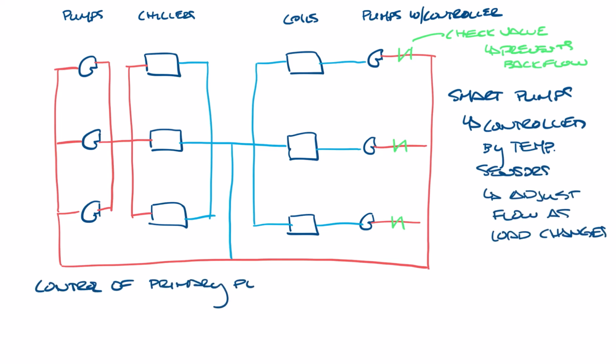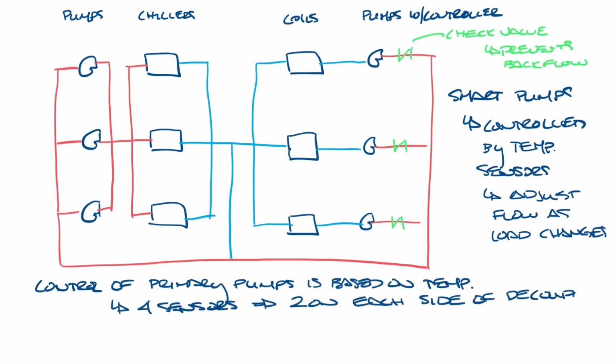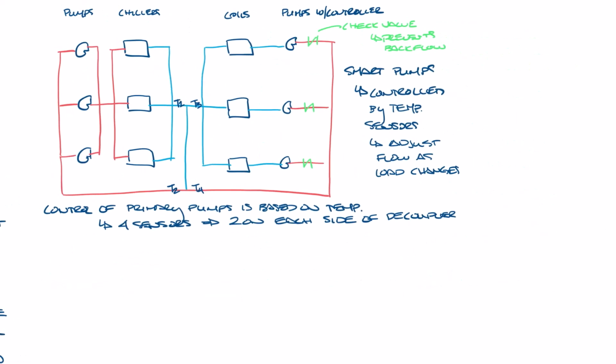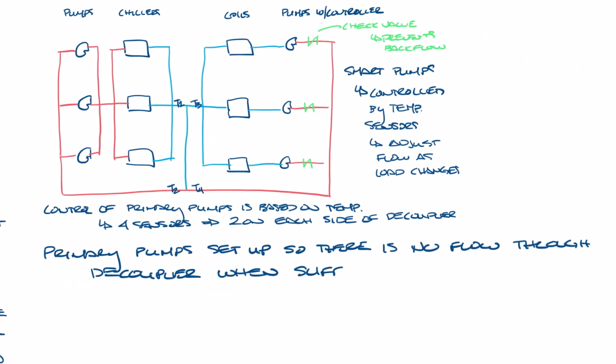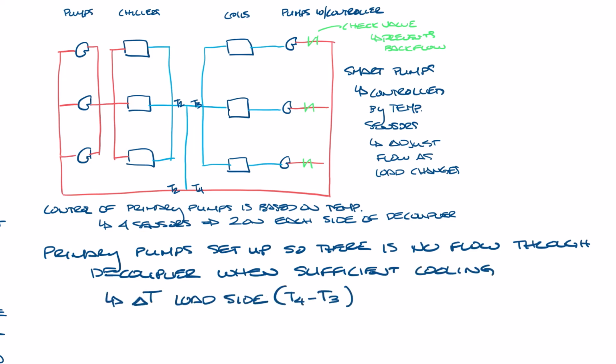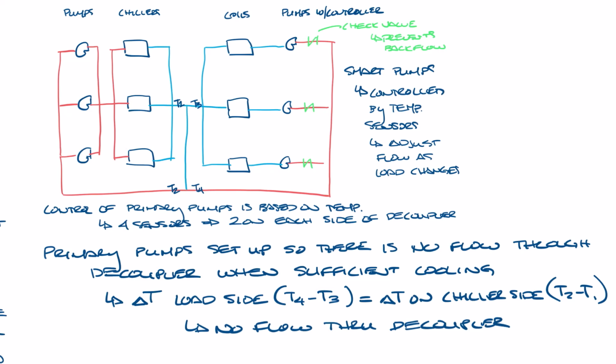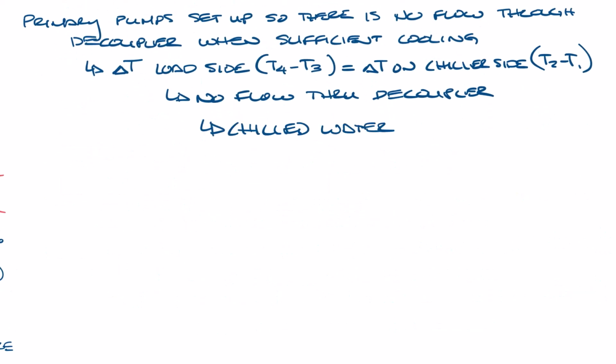Control of the primary pumps is based on temperature. There are 4 temperature sensors, 2 on each side of the decoupler. The primary pump control will be set up so that there is no flow through the decoupler when there is sufficient cooling. If the delta T on the load side, T4 minus T3, is the same as the delta T on the chiller side, T1 minus T2, then there'll be no flow through the decoupler. This means that the chilled water flow matches the required flow to handle the load.